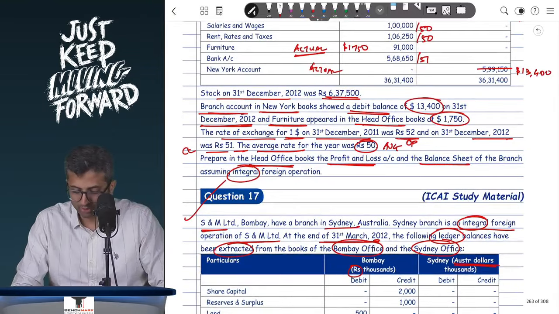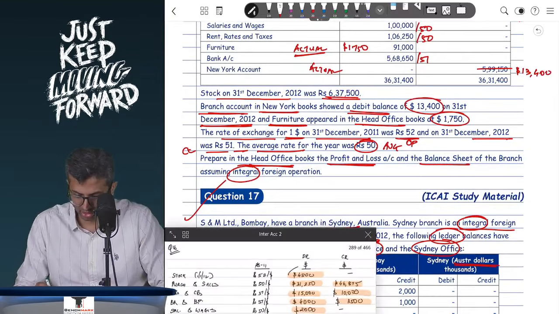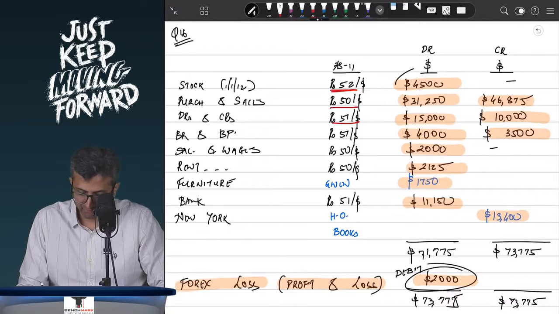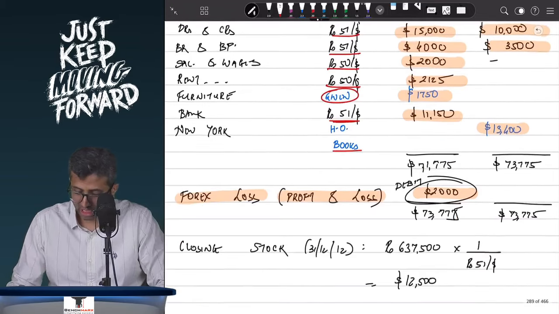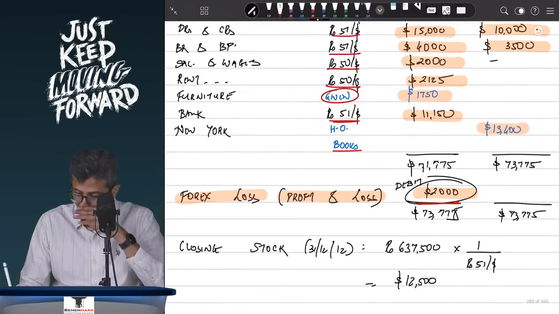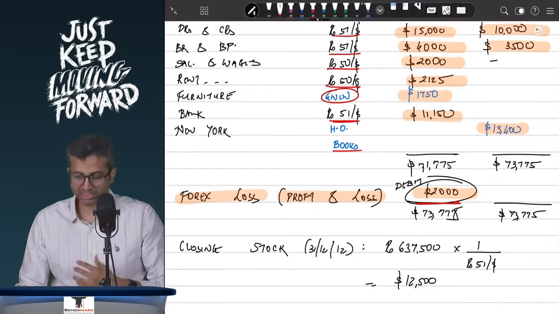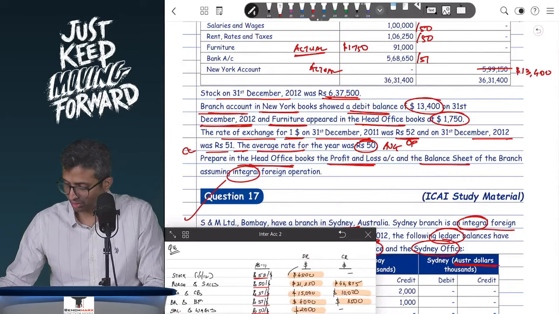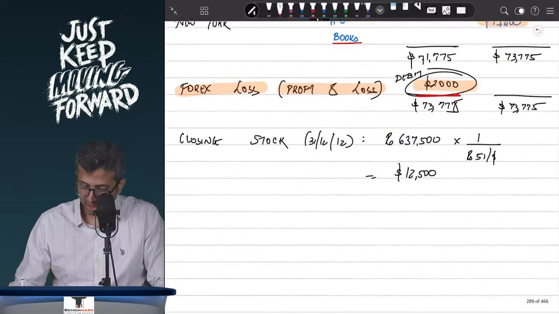So if you review question number 16 over here, stock as you see was 52, purchases 50, average 51, 51, salaries and wages 50, 50, furniture is given, you take that, bank 51 closing rate, and then the HO books. The balancing figure over here on the debit side is $2,000 forex loss, and separately you will convert the closing stock. Closing stock over here is 637,500 at the closing rate of 51 will be I think 12,500. So this is your closing stock.